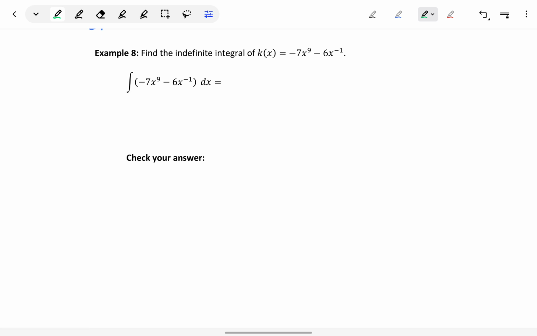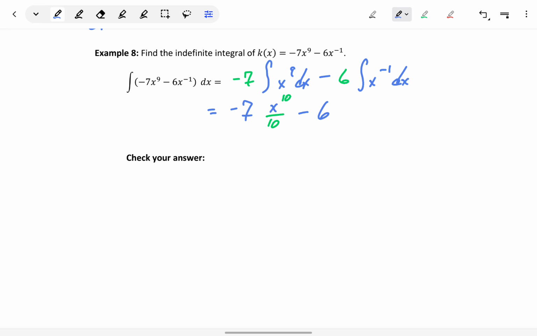And then one last example here, which we can rewrite as negative 7 times the indefinite integral of x to the 9th dx minus 6 times the indefinite integral of x to the negative 1st dx will give us negative 7 times x to the 10th over 10 minus 6. Now keep in mind we've got something that looks like a power function, but is actually the same thing as 1 over x. So that indefinite integral will be the natural log of the absolute value of x plus c.